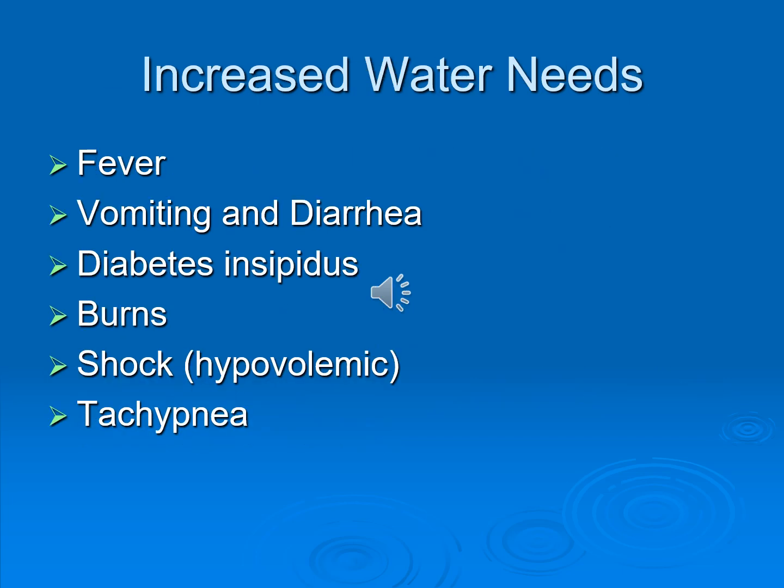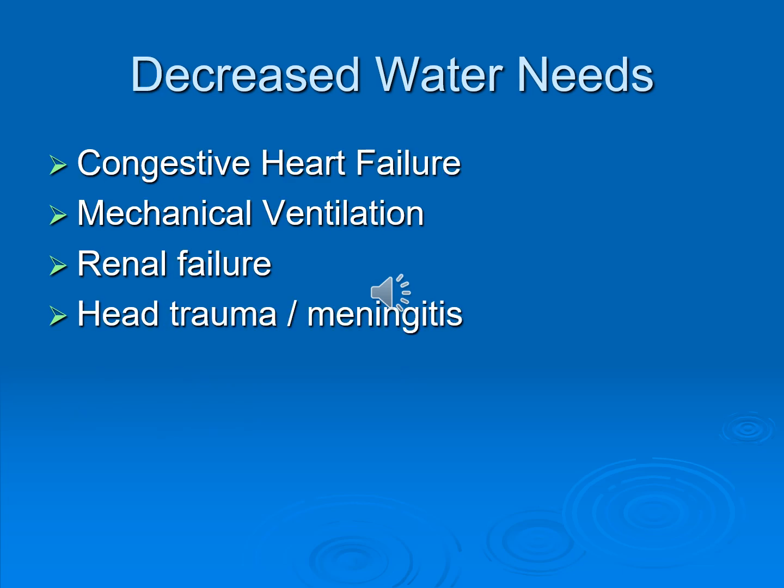So children have an increase in water needs anytime there's fever, vomiting and diarrhea, diabetes insipidus, burns, shock, especially hypovolemic, and then anytime they are experiencing tachypnea. Decreased water needs come into play anytime a child has congestive heart failure, mechanical ventilation, renal failure, head trauma, and meningitis.